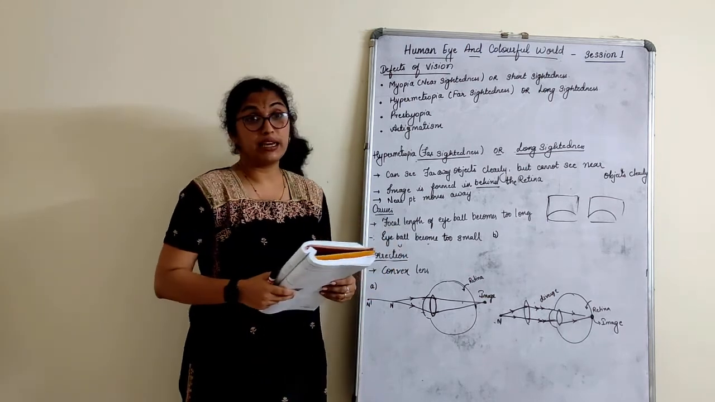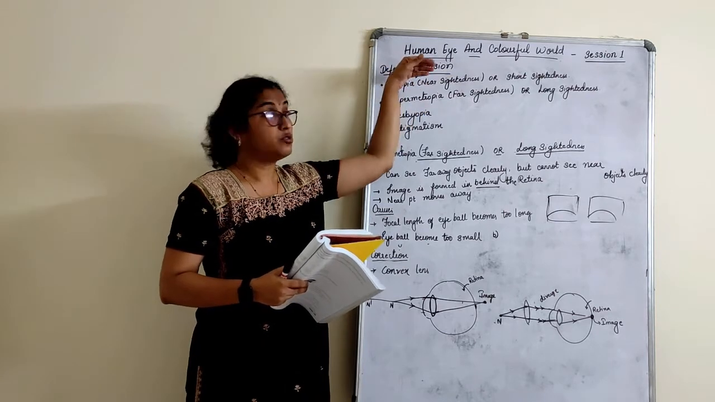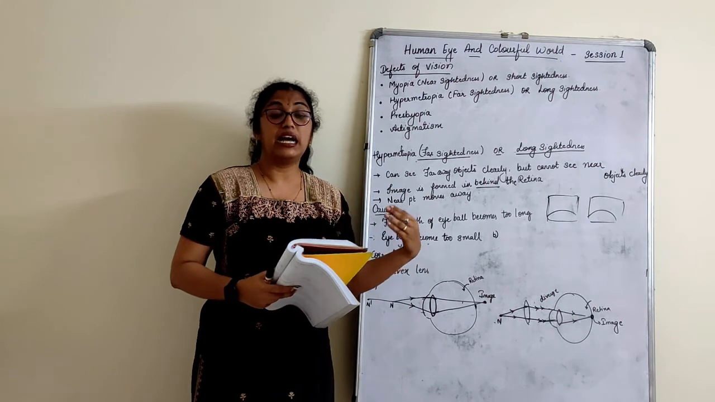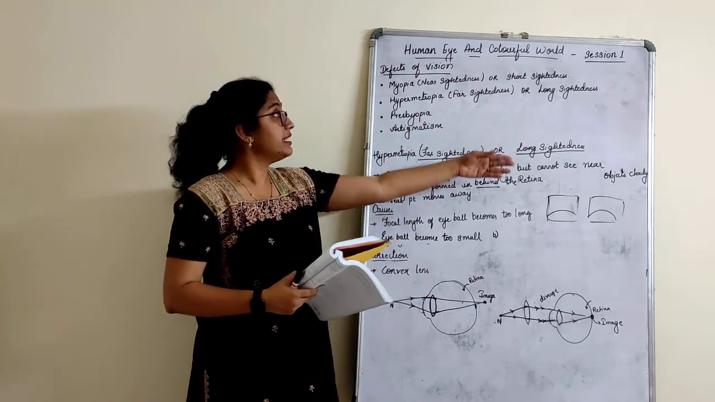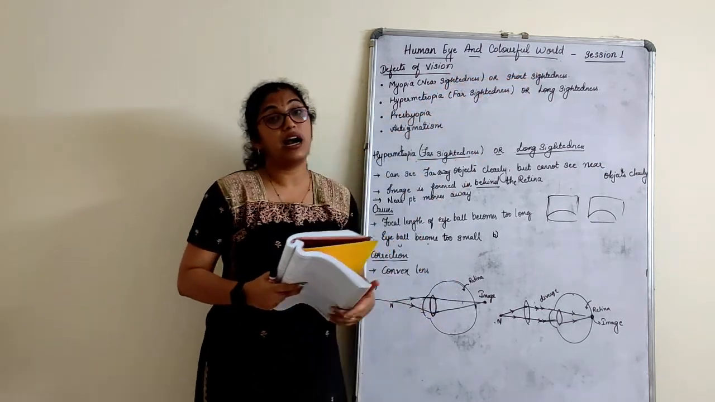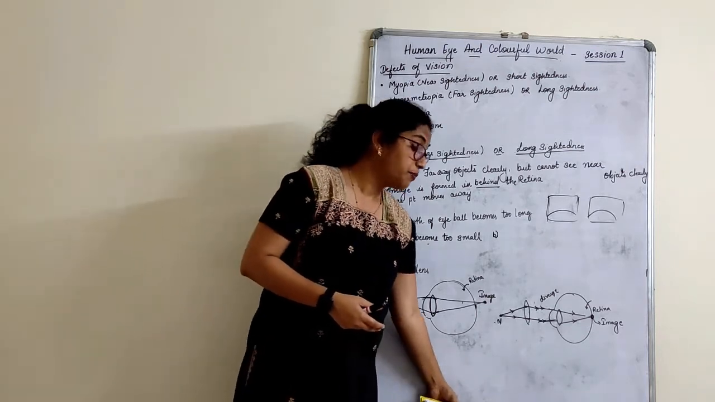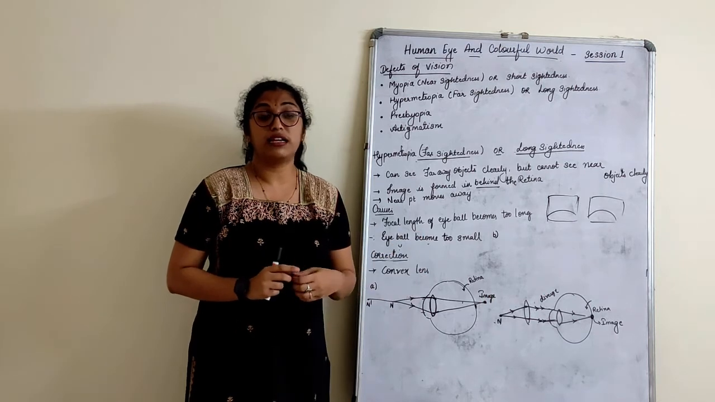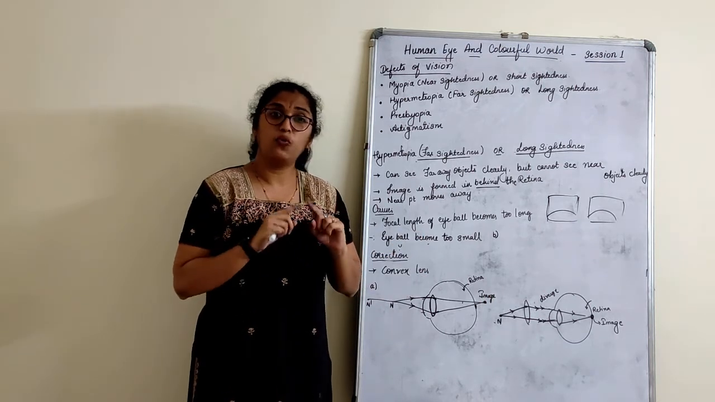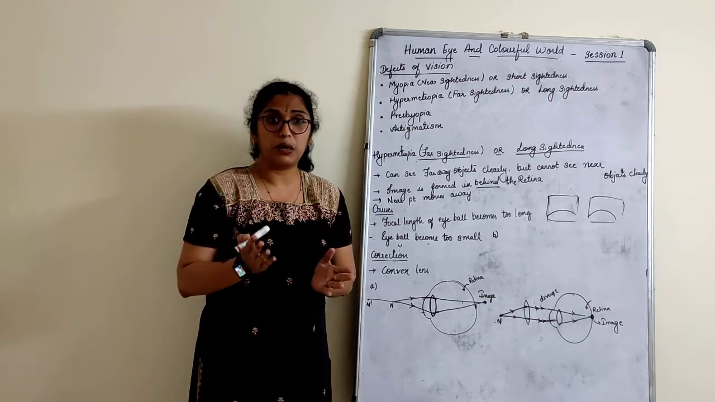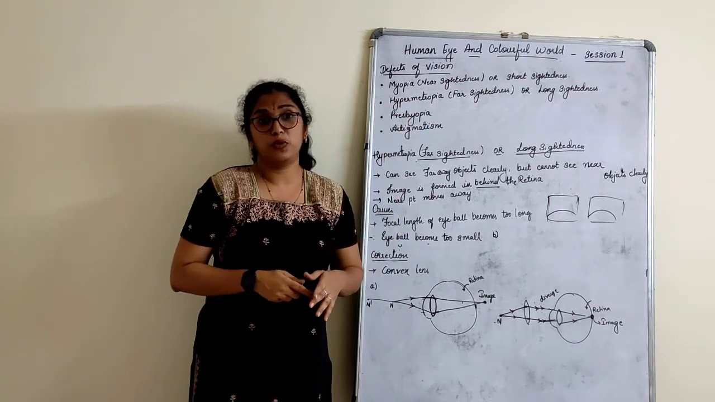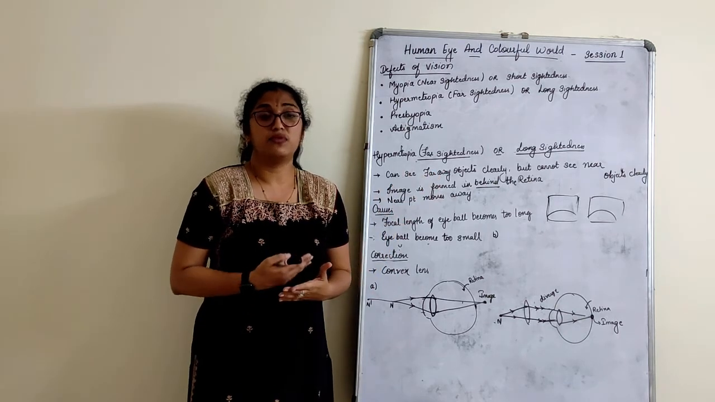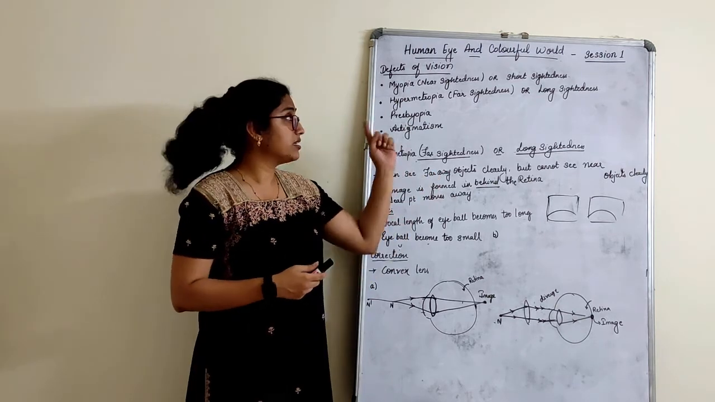So there we complete the human eye: construction, working, defects of the human eye and how we correct them. In our next session, we will continue with our colorful world. That is about how we are able to see this colorful world with our eyes, about dispersion of light, how a rainbow appears, why the sky appears blue, and why sunset and sunrise have that particular color. We'll discuss that in the next part, our colorful world.